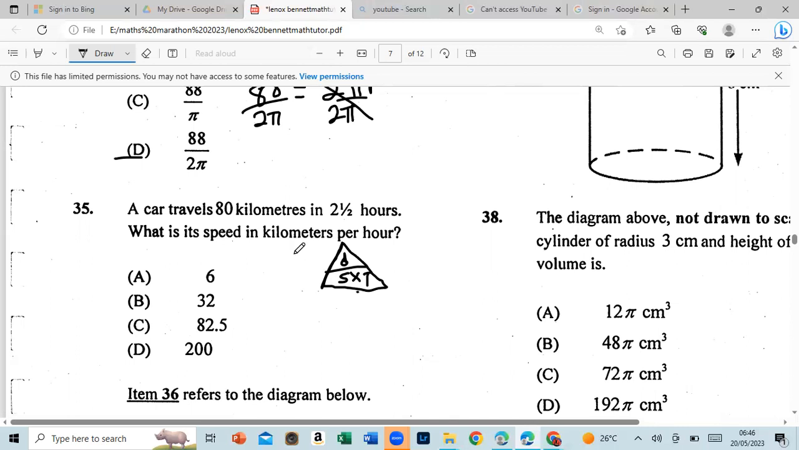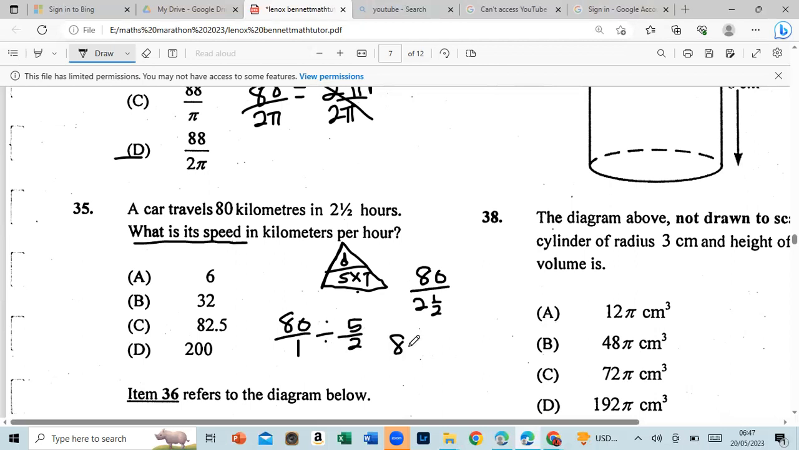Now look at what they ask us for here. They say what is the speed? So you're looking for speed. So cover speed, and you'll get distance divided by time. So the distance is 80, and now we divide by 2.5. How do you guys want to do this? I'd say 80 over 1 divided by 5 over 2, converting the 2.5. You want to do it like that?